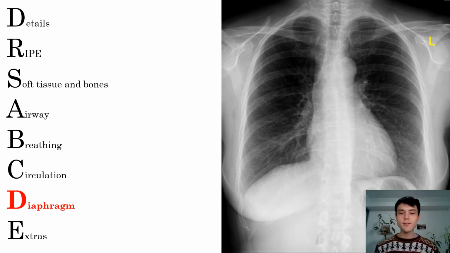D stands for diaphragm. We comment on both hemidiaphragms. We can look at the costophrenic angle, where we should be able to see a sharp angle here. And it's also quite normal to see a gastric bubble. E stands for extras, so we comment on any paraphernalia, any ECG leads, any central lines, and so on.